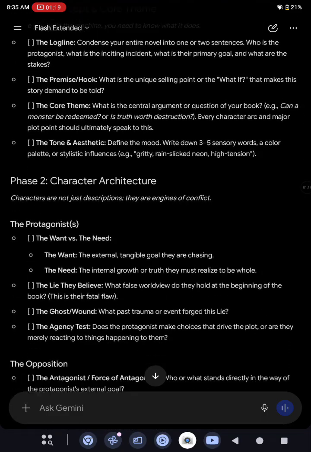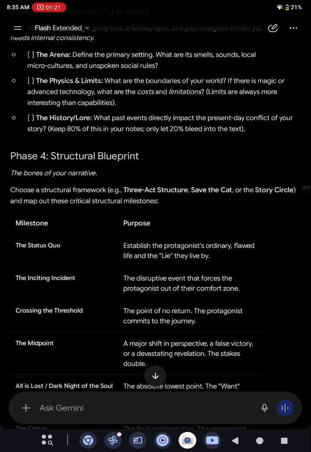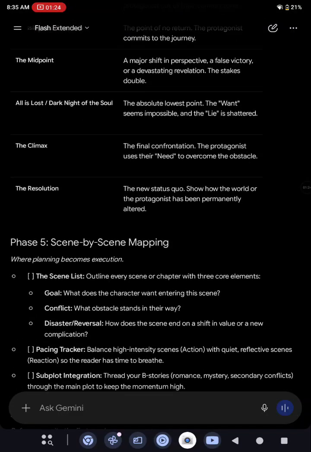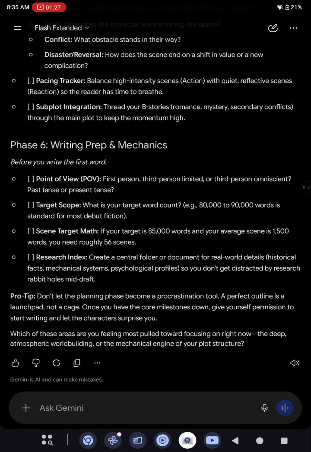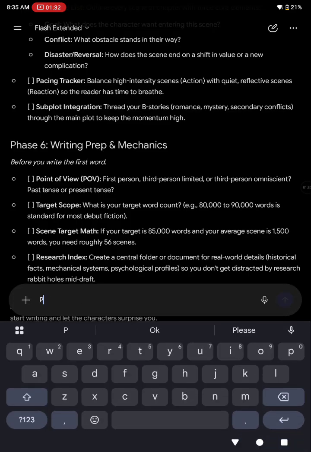So let's go through phase 1, phase 2, phase 3, phase 4, phase 5, phase 6. Point of view, scope, math, index. I'll add a phase 7. Tone, pacing, narrative, narrator, reading level, prose density. Man, didn't even mention prose.